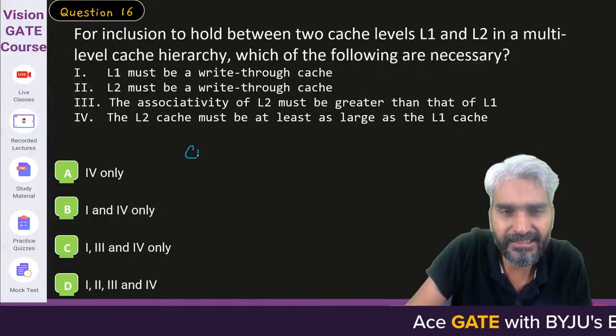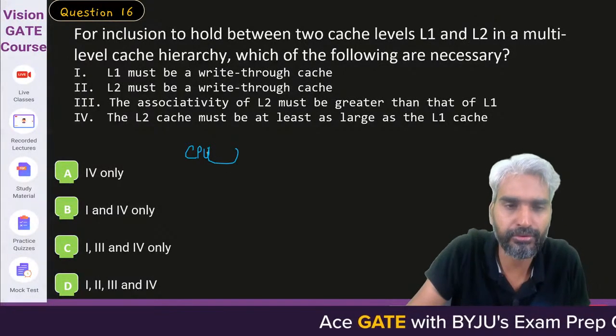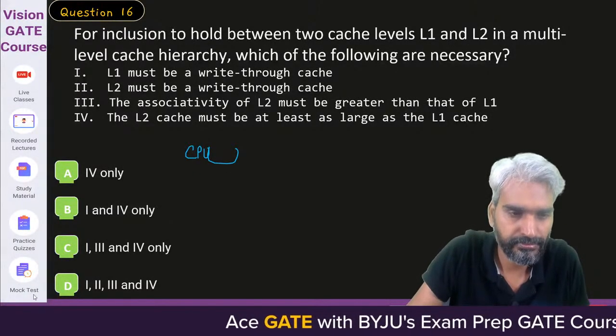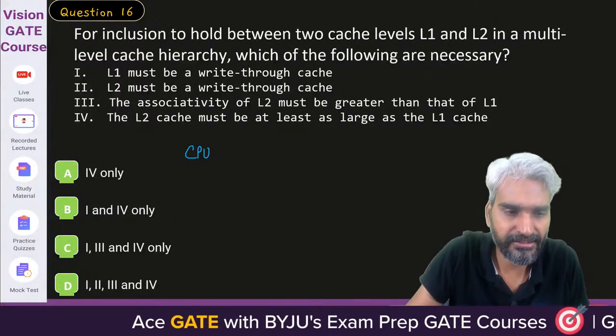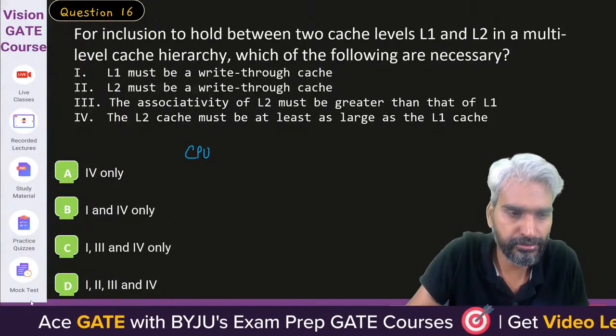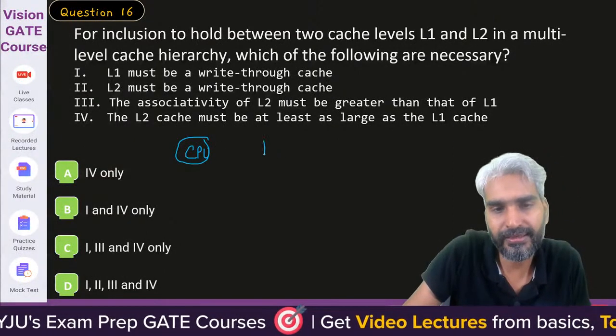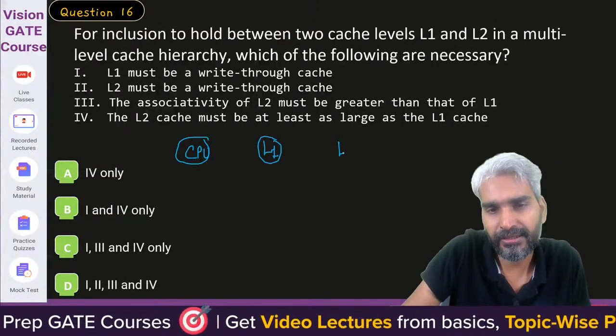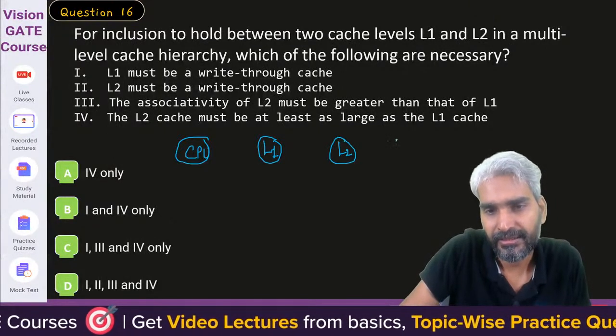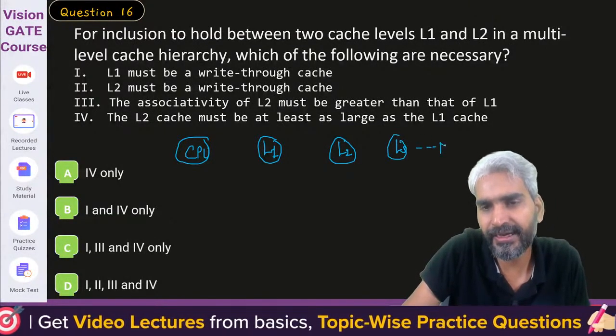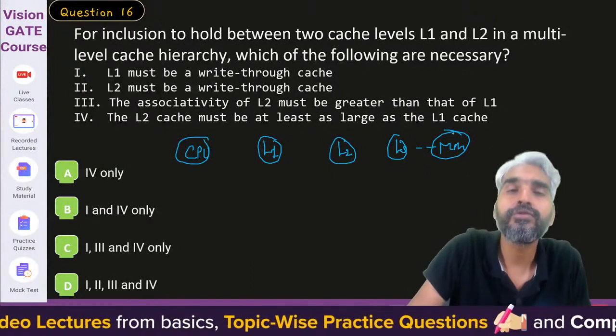If I define the structure, this is your CPU. Then you will have an L1 cache, then some other level cache, then L3 cache, and in the end you will have main memory.